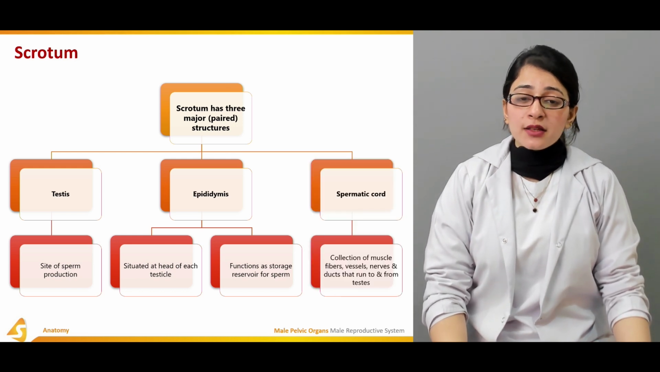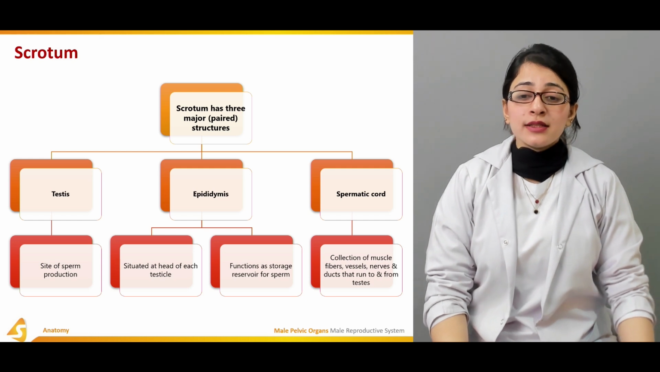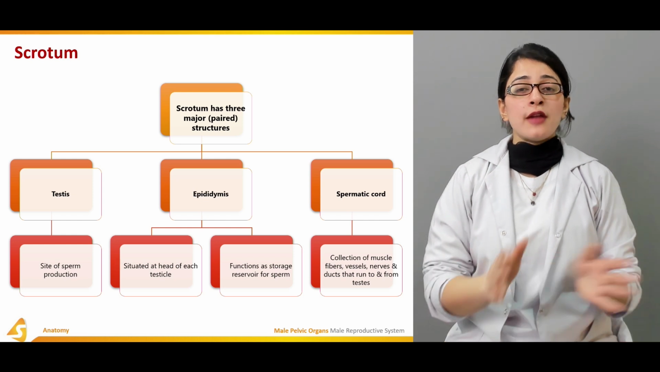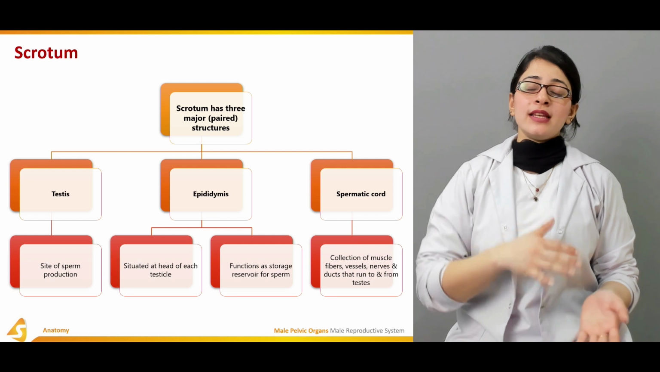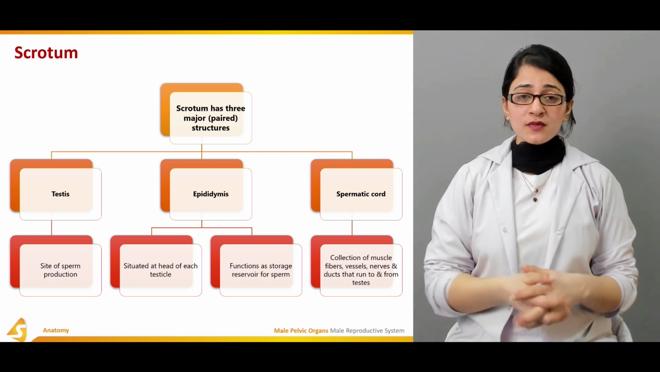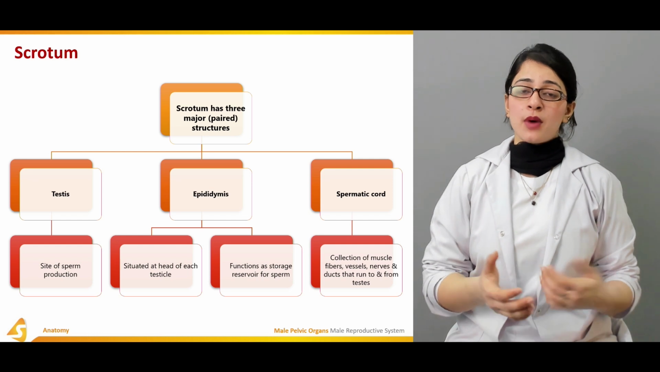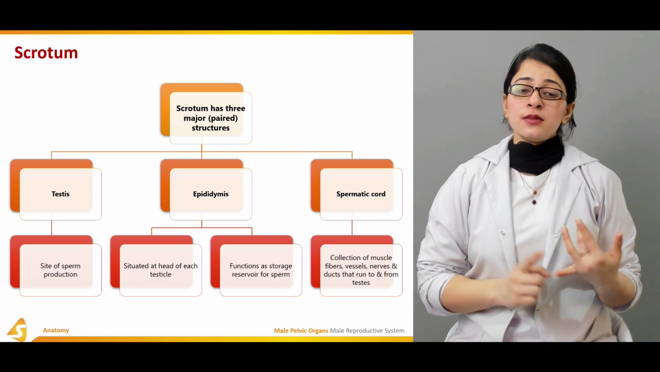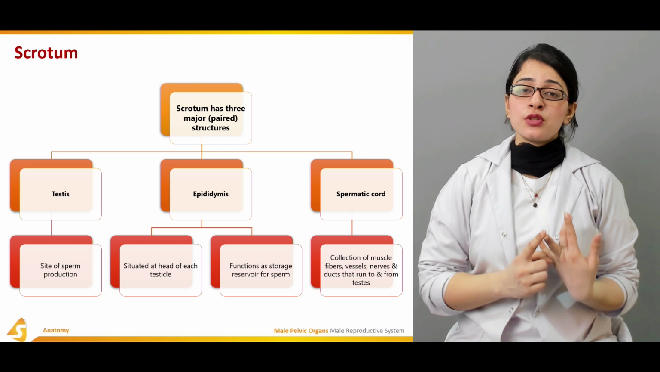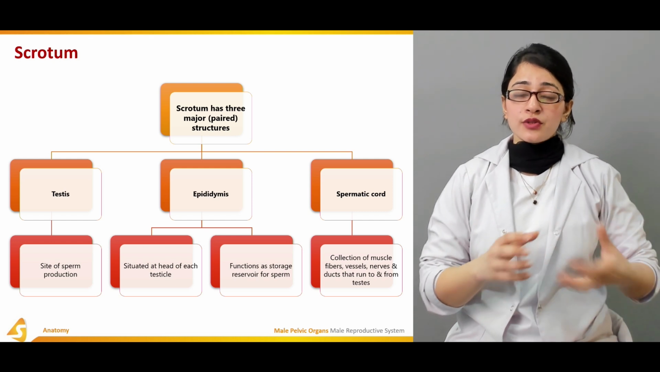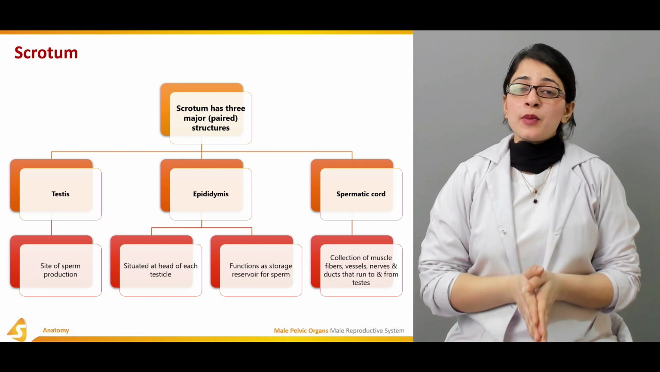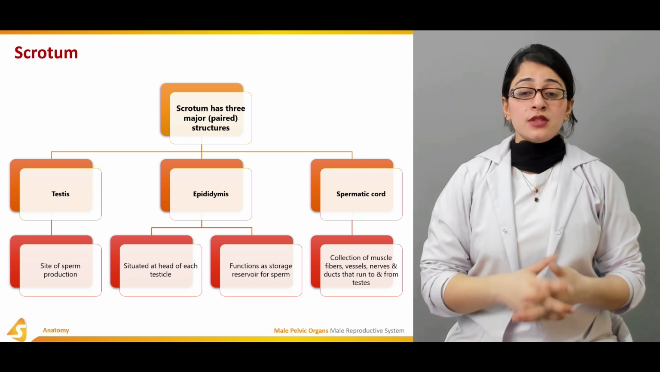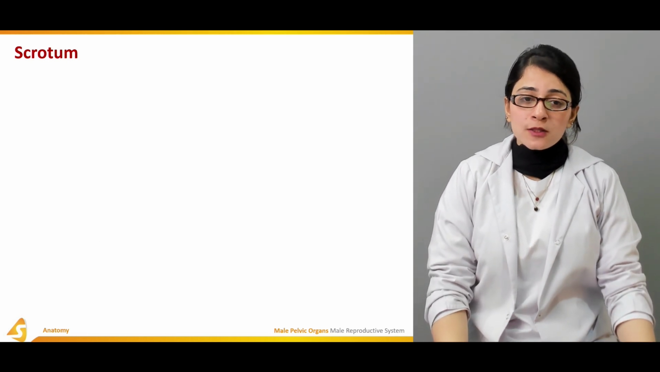And then comes the spermatic cord. The name indicates it's a cord. It is a collection of muscle fibers, vessels, nerves, and ducts that run to and from the testes. These are the cords running towards and away from the testes. The scrotum overall is divided into three structures: the testes, the epididymis, and the spermatic cord. The testes are the site of sperm production, the epididymis is the storage reservoir for these sperms, and the spermatic cord is the collection of muscle fibers, nerves, vessels, and ducts running away from and towards the testes.